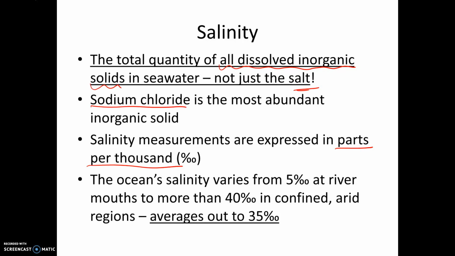and the ocean salinity can vary from 5 parts per thousand in a river mouth, so in our estuaries, to more than 40 in confined, very arid regions of our oceans that have the most amount of these dissolved inorganic salts. But the average salinity in our oceans is going to be 35 parts per thousand here.